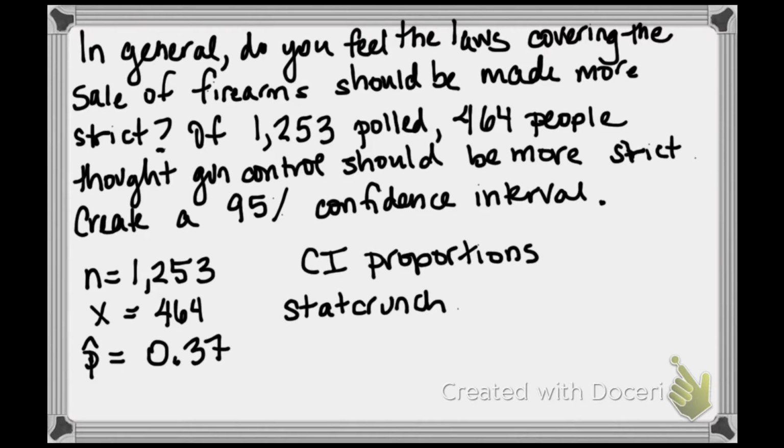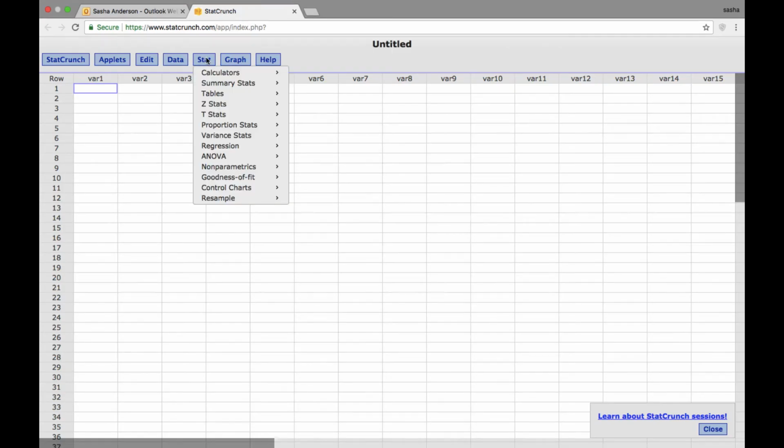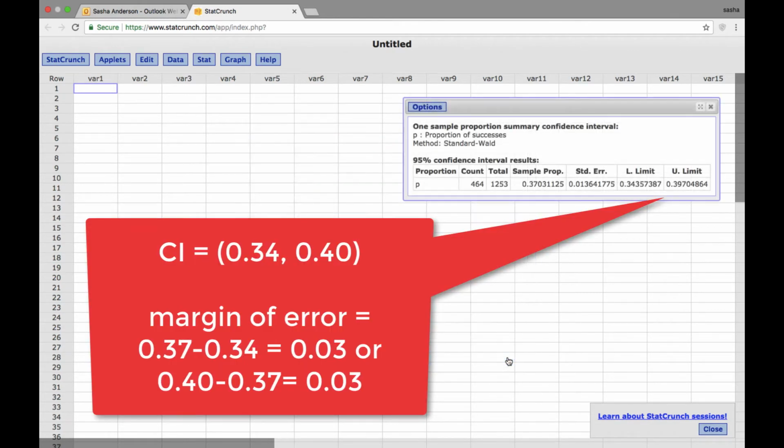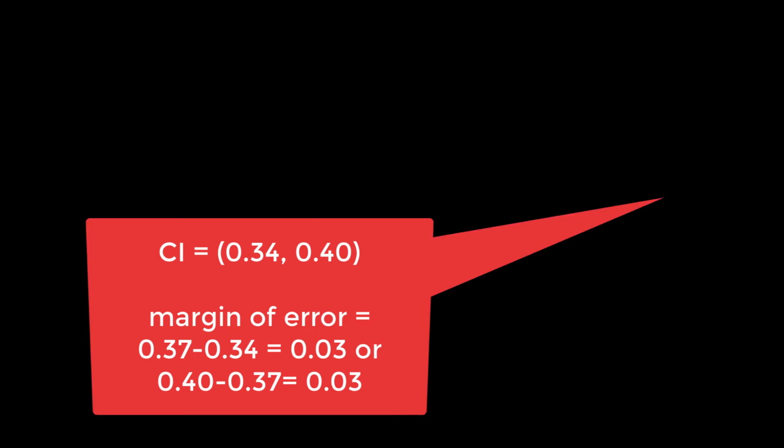But we were going to find a 95% confidence interval by going to StatCrunch. We'll go to proportion, one sample, summary, and we'll plug in our X, the number of successes. We'll plug in our N, the number of observations, and click on that, and that gives us our confidence interval. We're 95% sure that the true population proportion is between 34 and 40%. The margin of error is 3%. That's 37% plus or minus 3%.